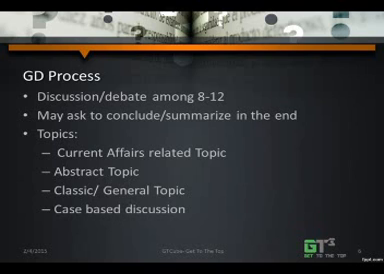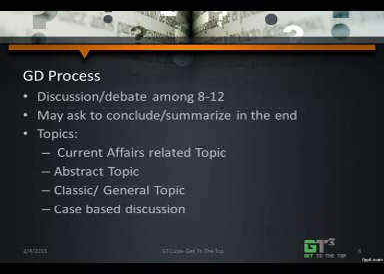The topics that could be asked in a GD can be categorized as follows. It could be current affairs related topics, maybe a GD topic on Make in India, whether it should be implemented or not, or its advantages and disadvantages, stuff like that.